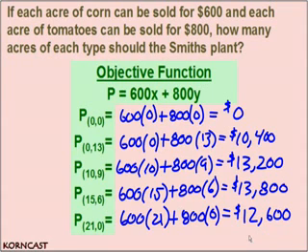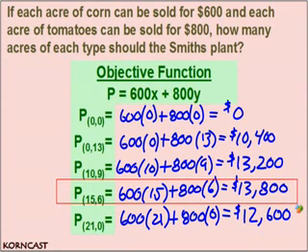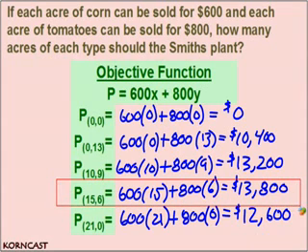Okay, so by inspection, we can now determine that this point right here, (15, 6), gives us the largest value of our objective function. So that's the winner. And what this is saying is that if we plant 15 acres of corn and 6 acres of tomatoes, we're going to maximize our profit, which is the whole point of this particular linear programming problem.